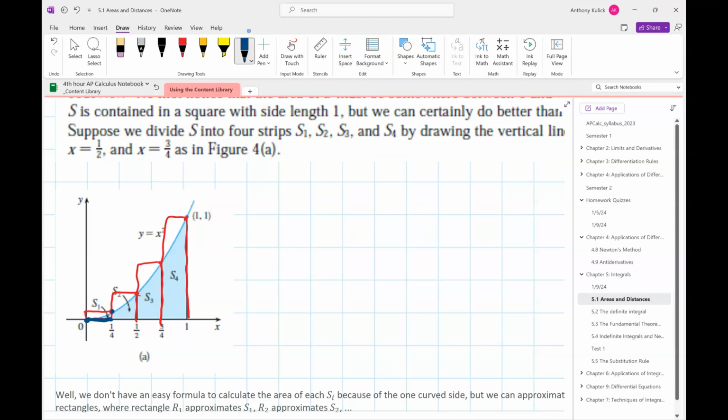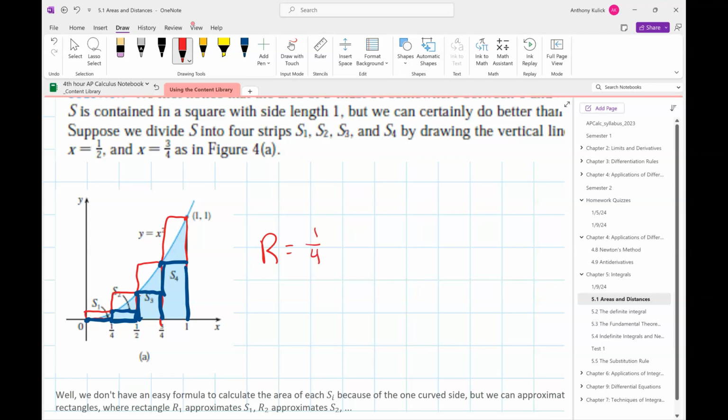So the first rectangle is there. The second rectangle would be there. The third rectangle would be there. And then the fourth rectangle would be there. That one's going to be an underestimate. So I found a new, better bound, right? So I'm going to call the red ones R because I'm using the right hand end of the interval.